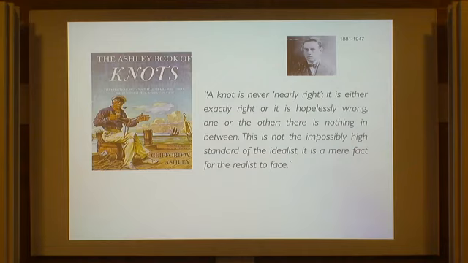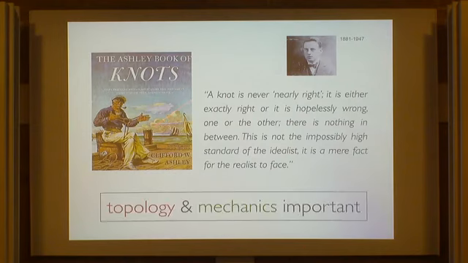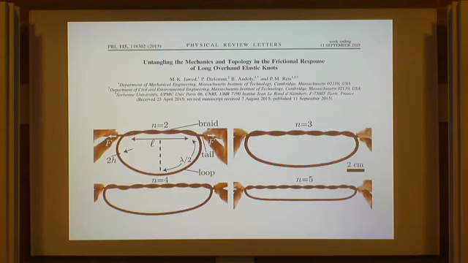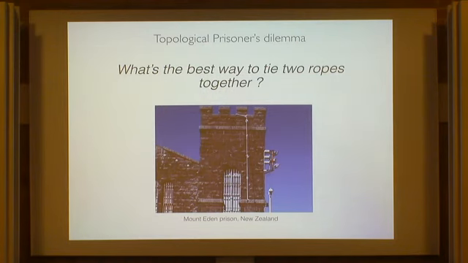So Clifford Ashley wrote a book that summarizes, it's essentially the Bible for knots, and there's this nice statement in there: a knot is either right or wrong, and that demonstrates somehow the importance of topology. These types of questions have recently been studied, again by Odo Lee and also our collaborator Pato Rice. They were interested in how the friction, for example, changes as you put more and more bindings into these types of knots. But we wanted to consider a more practical problem.